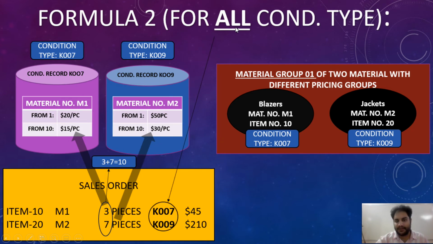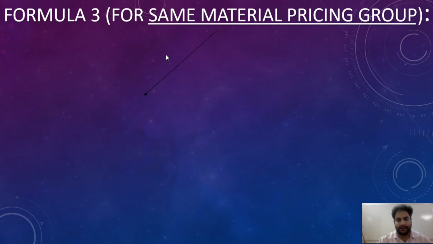Now the concept here was of for all condition types, K007, K009. Similarly, there can be more condition types also, and all these condition types are acting on one material group, that is material group number 1. Therefore, both of them are group conditions. I hope this is also clear to you. Only difference was that here we are taking into account 2 conditions, and in formula number 1 there was only 1 condition. Now the third formula is for same material pricing group.